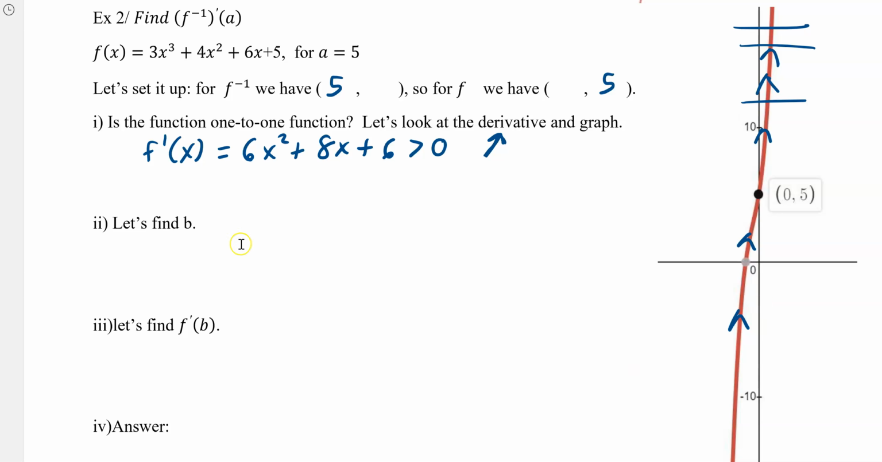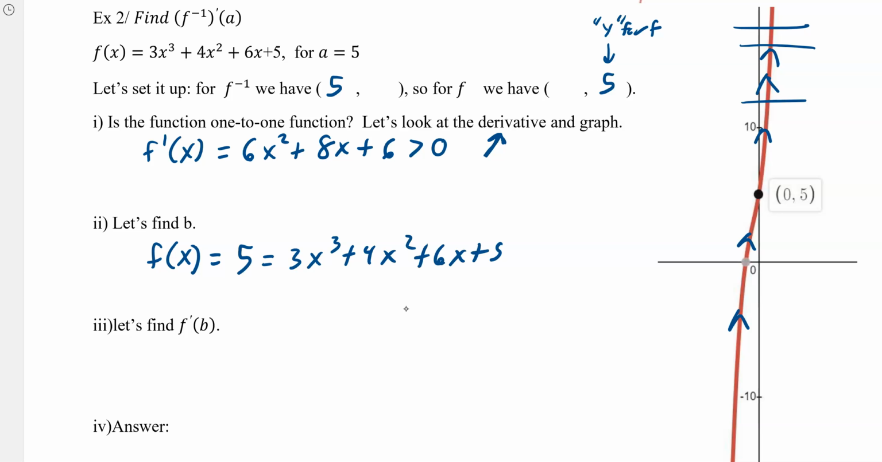All right, so now let's find b. So to find b, we know that that is the y-coordinate. So you can see that here. This is our y for f. So if we set f of x equal to 5, then we can find our x. Now, we don't have to think here and go, oh, there's 3 solutions to this. We already know that it's 1-to-1. It's not coming back down. So for that y coordinate, we're only going to get one x value. So you can just look at the problem itself and see what it is.